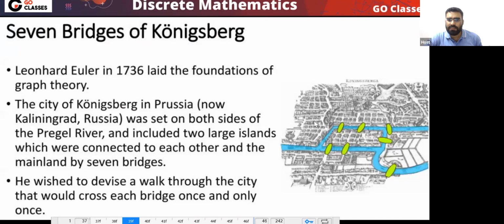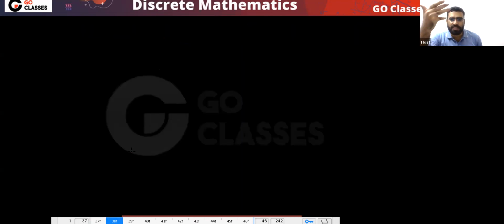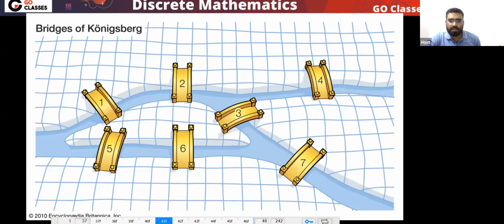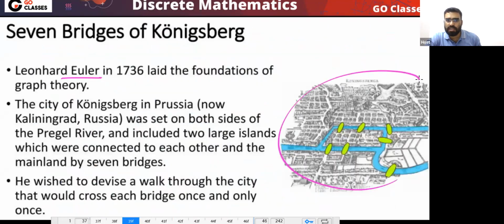If anyone asks you where graph theory started, graph theory was started by Euler. Let me tell you why it started. Actually there was a town, a real town. In 1736, Euler started graph theory.